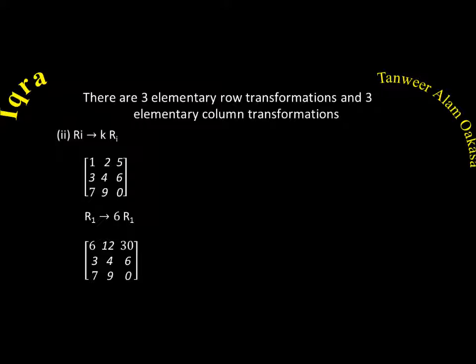My first row is this 1, 2, 5. If I multiply by 6, so first element will be 6, second element will be 12, and my third element will be 6 into 5, 30. So I got a new matrix and this is still an equivalent matrix to the original.